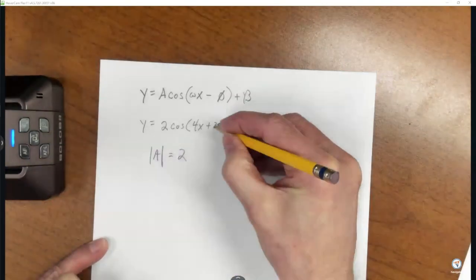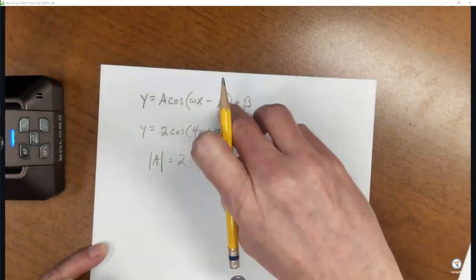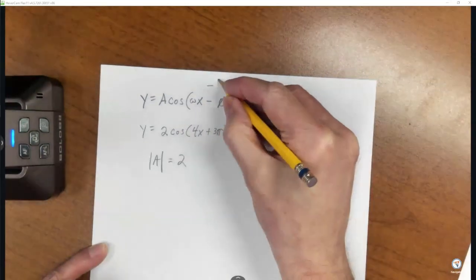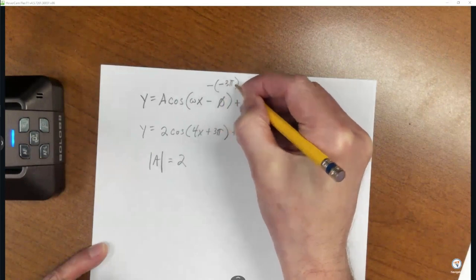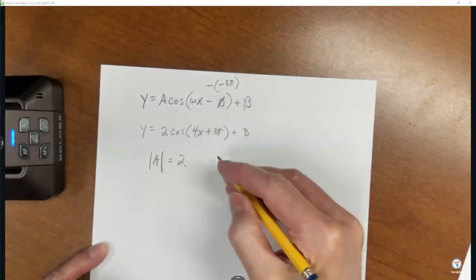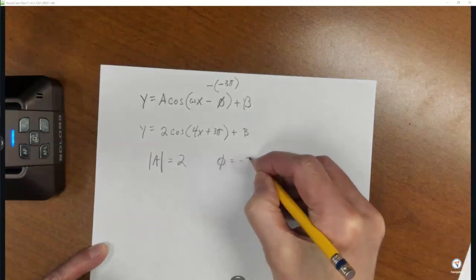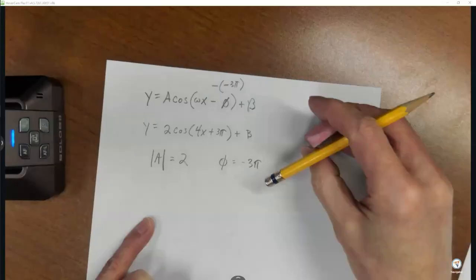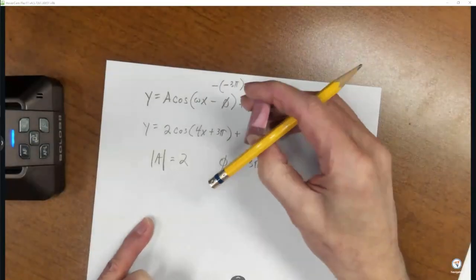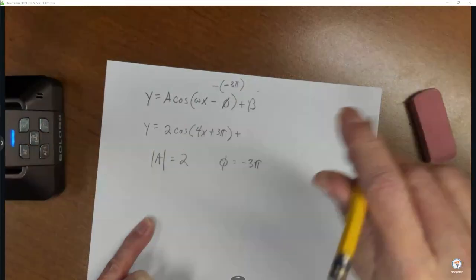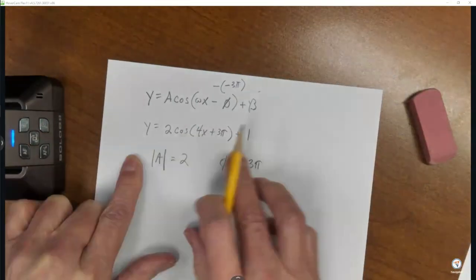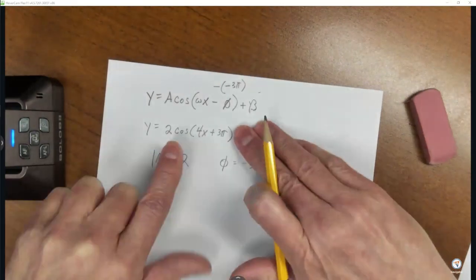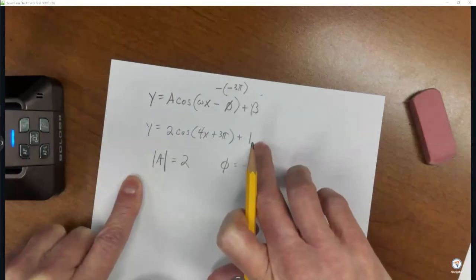Now, we have to be careful here because the model says minus this phi, and this says plus 3 pi. So we have to think of that with a minus as minus negative 3 pi. So the phi is actually going to be negative 3 pi. Okay, and then this time we're also adding 1 to the result. So we will have to do a vertical shift up by 1 after we get this part taken care of. We'll go ahead and add 1 to each of our y values.